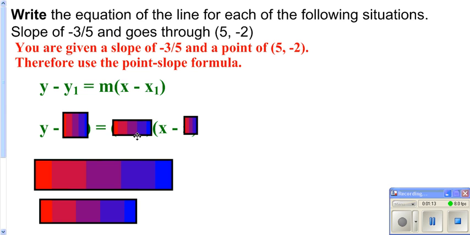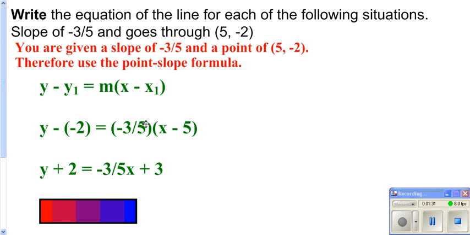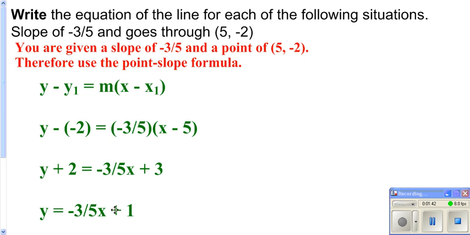Remember, m is your slope, so we're going to replace m with your slope. X sub 1 is the x-coordinate of the point you're given, which is your 5. Y sub 1 is the y-coordinate of the point you're given, which is negative 2. Now, all we're going to do is go ahead and get rid of your parentheses by distributing through your fraction, and we get this. Now we're going to get y on one side by itself, so subtract the 2 from each side, and then we have our equation of our line.